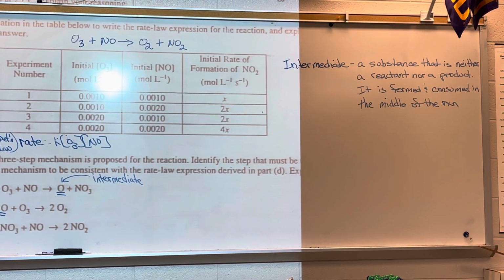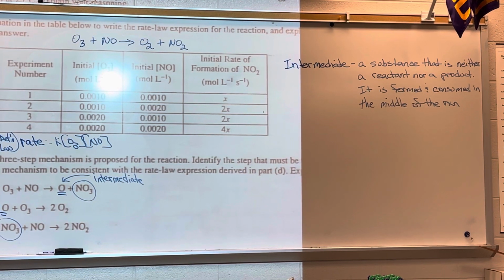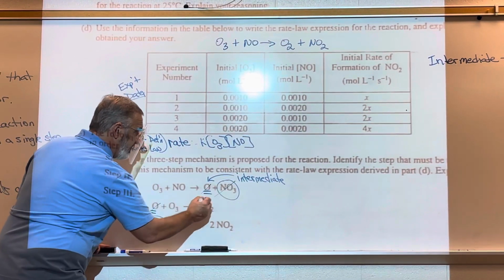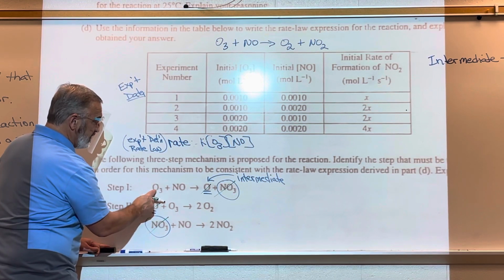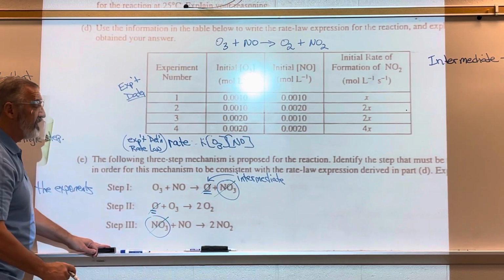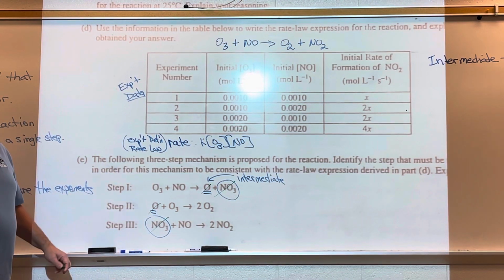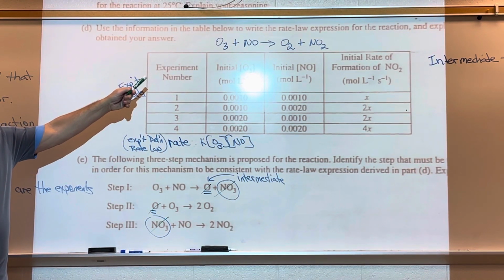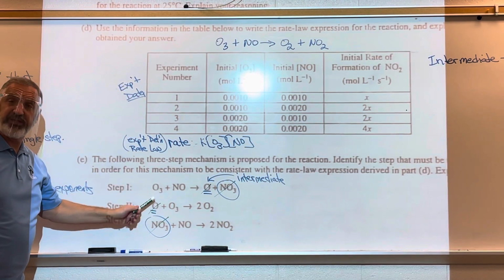Are there any other intermediates? The NO3 is also an intermediate. It's formed in the middle, but then consumed. It's neither a reactant nor a product. Now, if I go through and do this, we can see the oxygens are going to cancel out, the NO3s are going to cancel out. We're going to end up with two O3s plus two NOs goes to two NO2s plus two O2s. You just take all your 2's out because it's 2, 2, 2, 2, and you end up getting the overall equation. So the first stoichiometry is these three add up.